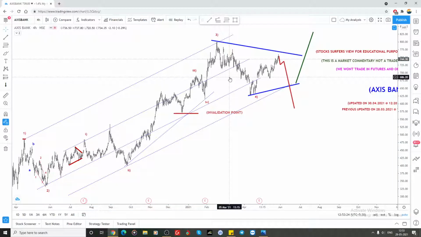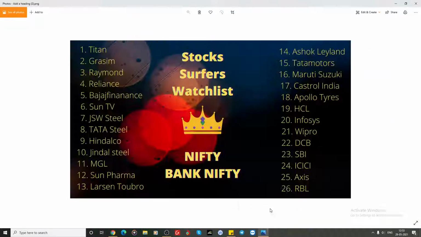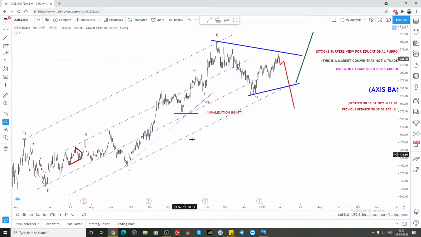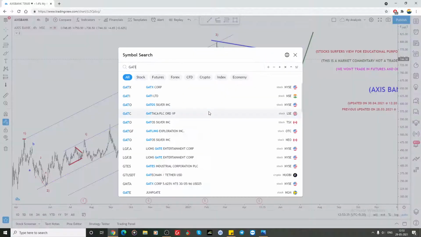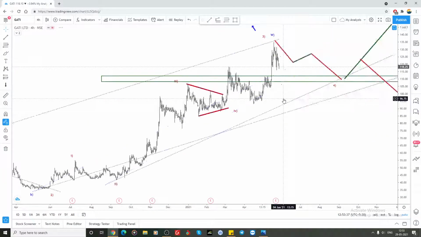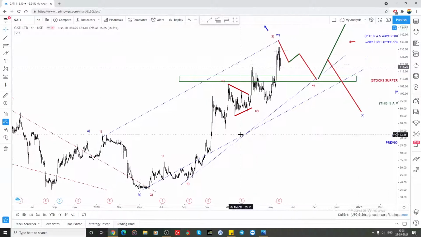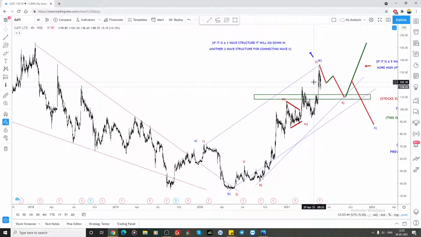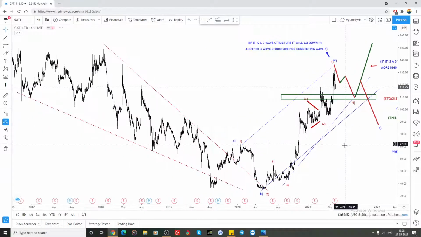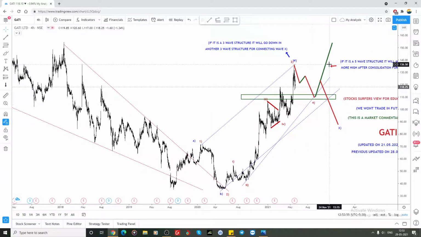So next are all individual stocks. I think I have covered them as per our watch list. These are what I am looking for. So Gati, same. From here I clearly mentioned that, and I have already posted it. It looks like this is the end of the 3rd wave. I'm getting rejected for this 4th wave. So here that structure has to form for the 4th wave, and then we can go for the fifth wave.